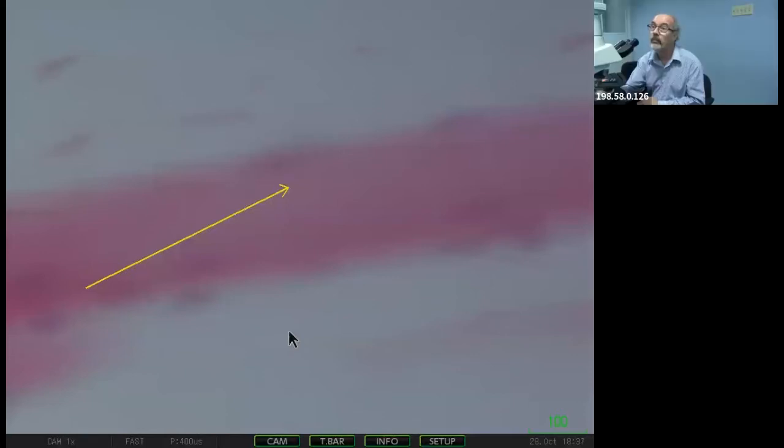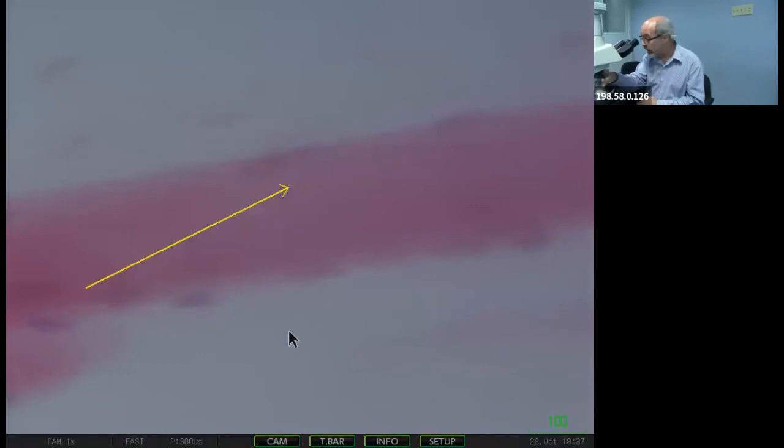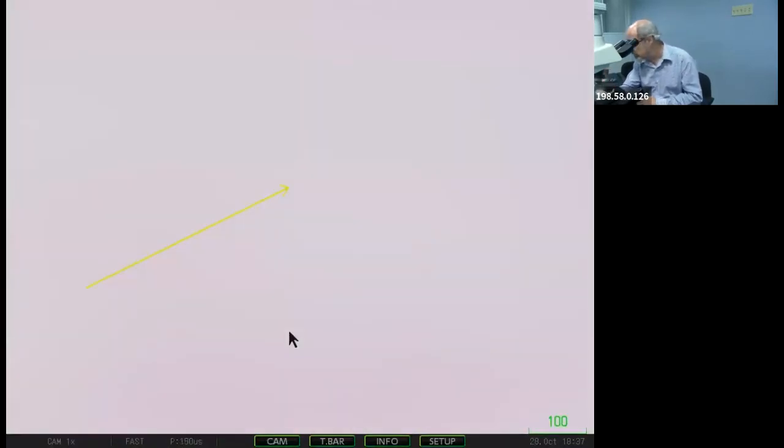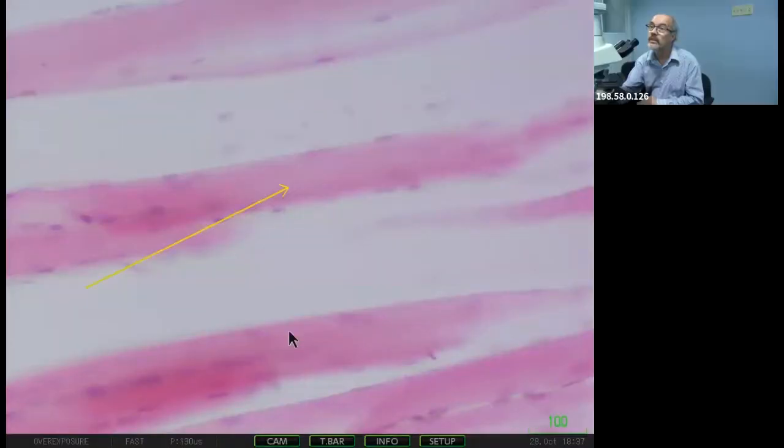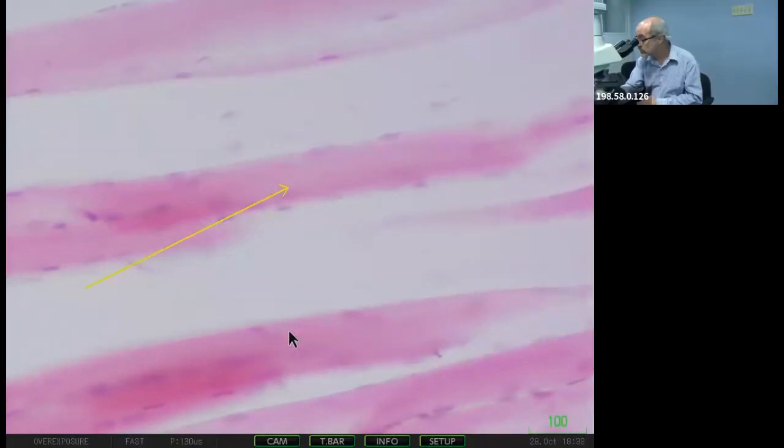No, sir. So, okay, let me go back to the smallest. Can you see the striations here or not? Slightly? What about here?